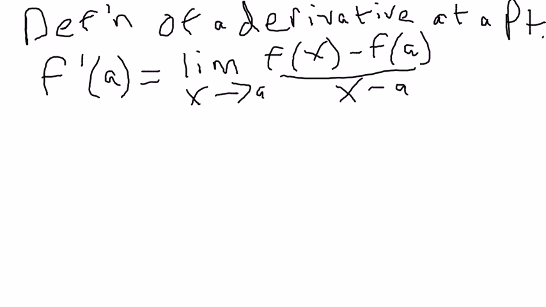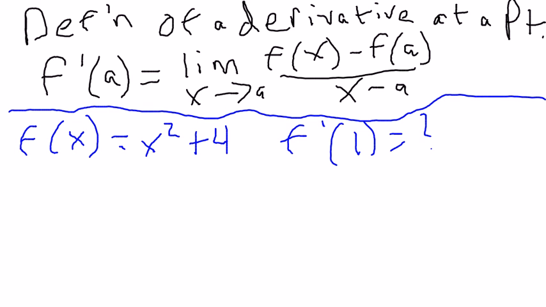Okay, now let's talk about the definition of a derivative at a point. Well, the definition is f prime of a equals the limit as x goes to a of f of x minus f of a, divided by x minus a. Now if you're looking at that, it looks pretty intimidating, and I think the best way to show this is with an example. So let's let f of x equal x squared plus 4, and we're looking for the derivative when x equals 1.